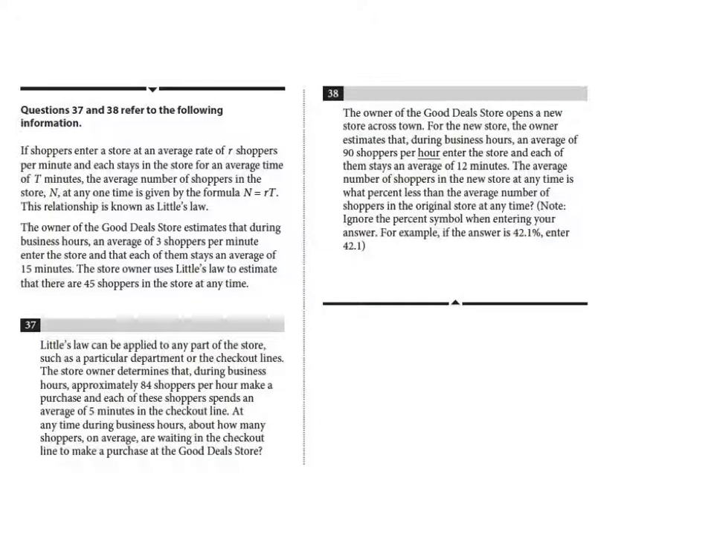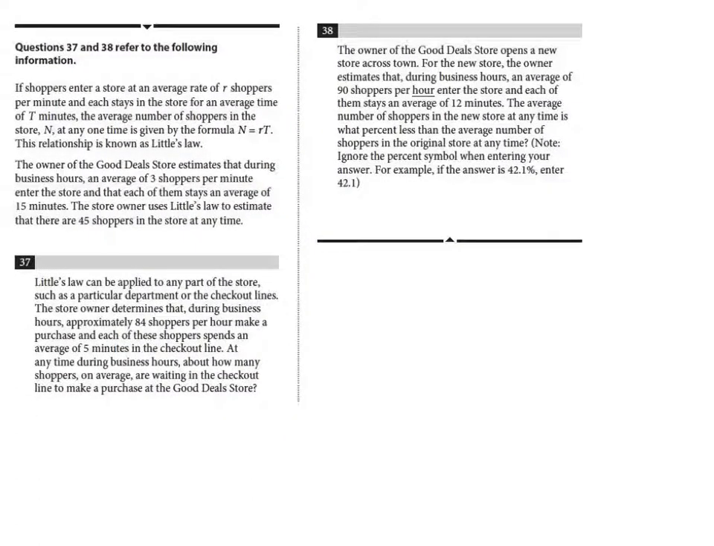Okay, last two problems here. If shoppers enter a store at an average rate of R shoppers per minute and each stays in the store for an average time of T minutes, the average number of shoppers in the store N at any one time is given by the formula N equals R times T. This relationship is known as Little's Law.